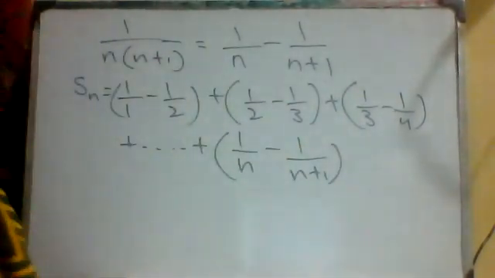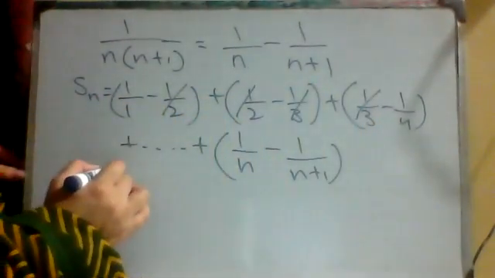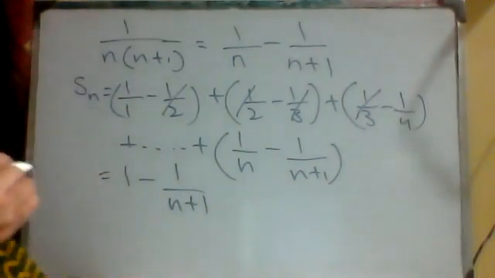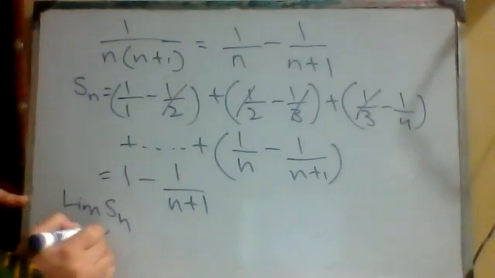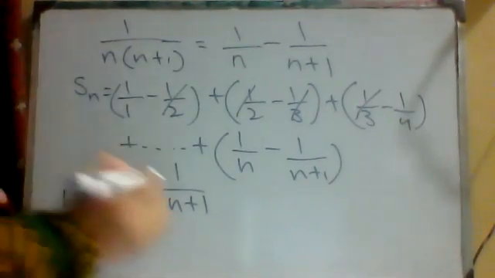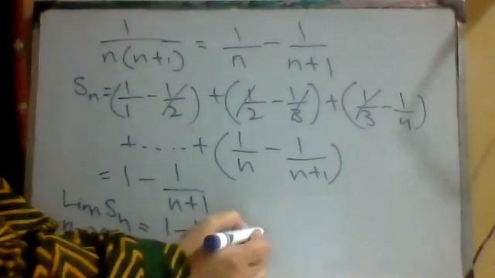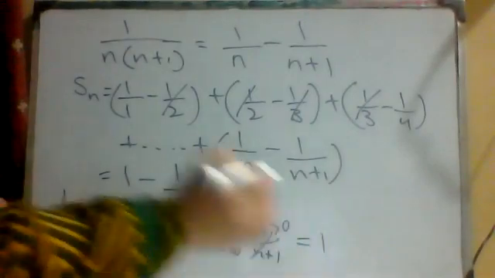Now this is a telescoping sum, that is, the terms in between are cancelled. This is cancelled with this, 1 over n is cancelled with this. So I am left with only the first and the last term, 1 minus 1 over n plus 1. Now I have to take the limit of the sequence of partial sums, which is basically the sum of the infinite series. So 1 minus the limit as n approaches infinity of 1 over n plus 1. Now when n approaches infinity, this term approaches 0. So the sum is 1.